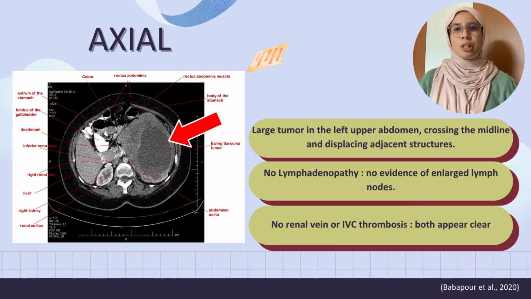And then the tumor is pushing the nearby structures, including the small bowel loops, which are compressed and shifted. And it also affects other retroperitoneal organs such as the spleen and the pancreas.